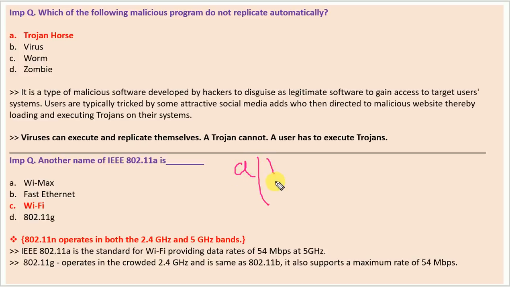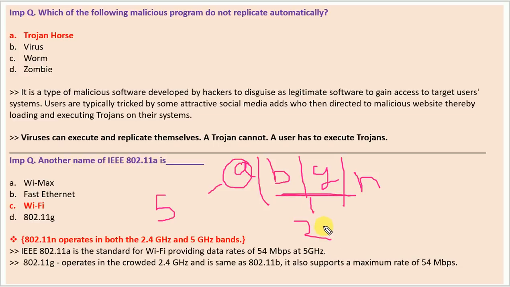802.11a, 802.11b, 802.11g, and 802.11n. Okay, so A works on the frequency of 5 gigahertz, B and G work on the frequency of 2.4 gigahertz, and N works on both 5 and 2.4 gigahertz. Okay, so hope now you will have a better understanding. This is a very important question.